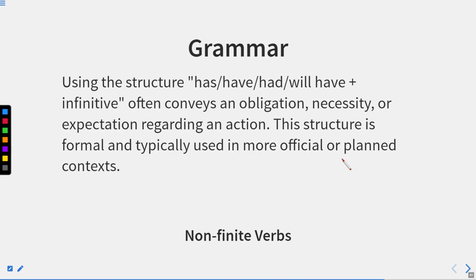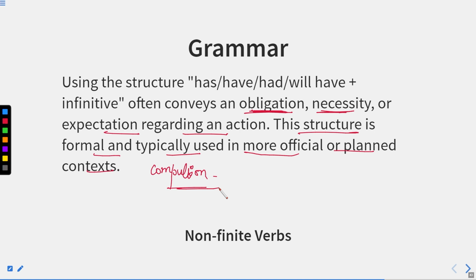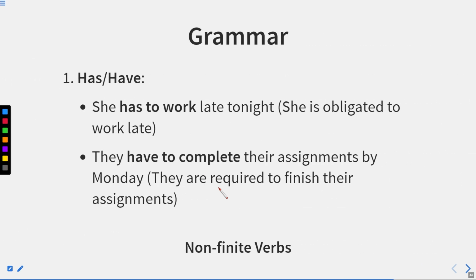Using the structure has, have, had, will have often conveys an obligation, necessity, or expectation regarding an action, or the compulsion. This structure is formal and typically used in more official or planned contexts when a compulsion is there. We use these structures, that is has to, have to, had to, will have to. For example, she has to work late night. So this is compulsion or obligation. She is obliged to work late.